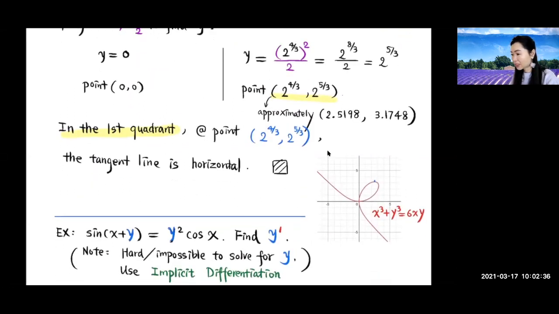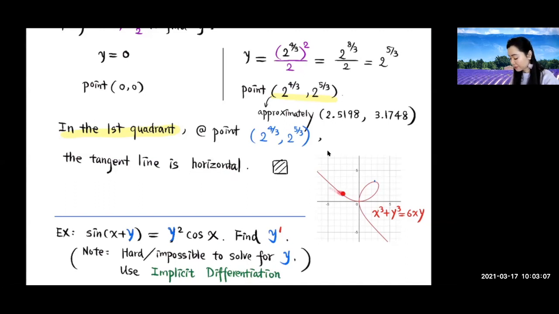But the question they ask is in the first quadrant. (0, 0) is not in the first quadrant. This point is not in any quadrant, it's at the origin. So that is not the point they're asking about. This one here is the point they're asking about. So in the first quadrant, at this point, the tangent line is horizontal. So that answers the question.